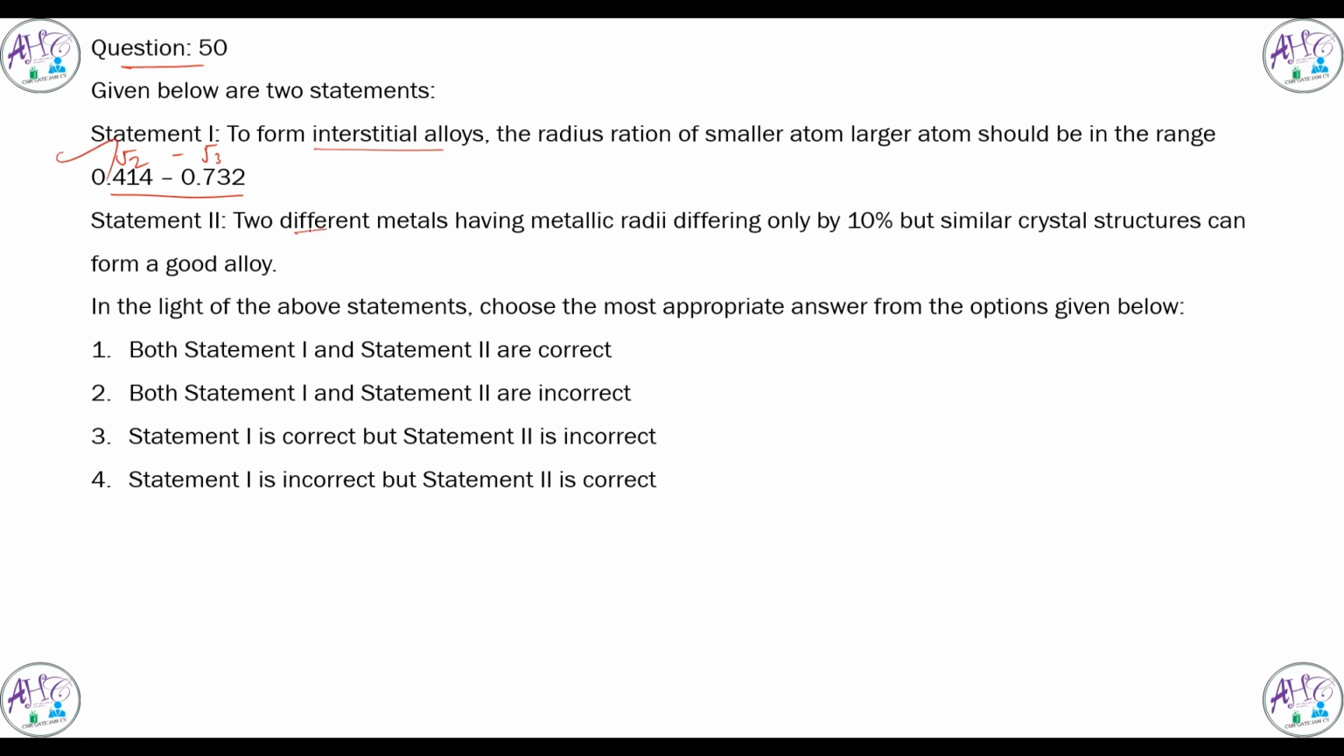Okay, two different metals having metallic radii differ only by 10 percentage, but similar crystal structures can form good alloys. Again, a correct statement. So you can say both statement 1 and statement 2 are correct.